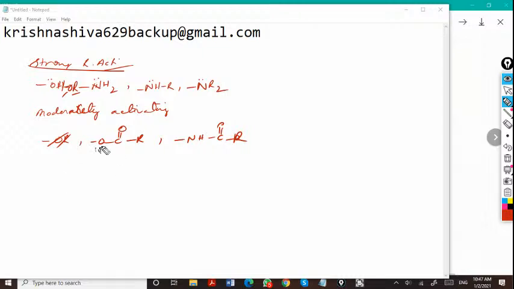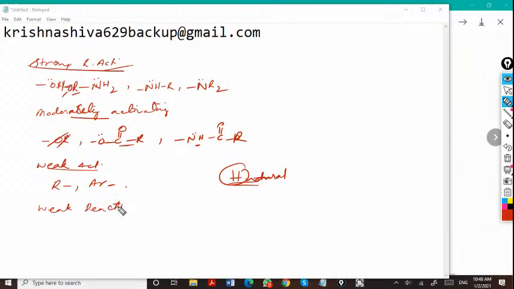So by the attachment of a withdrawing group to a donating group, the electron density decreases, so they become moderately activating. Then weak ring activating groups are alkyl systems and aryl systems. Hydrogen will be neutral, neither donating nor withdrawing.